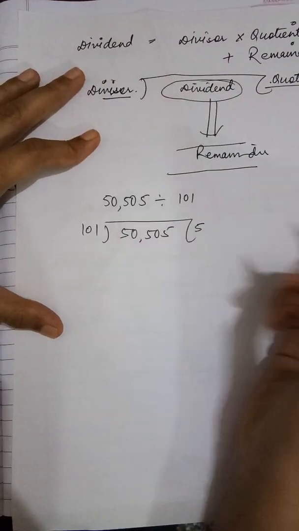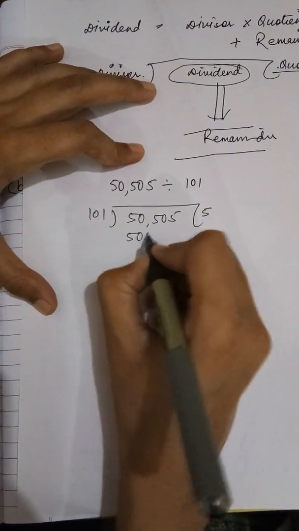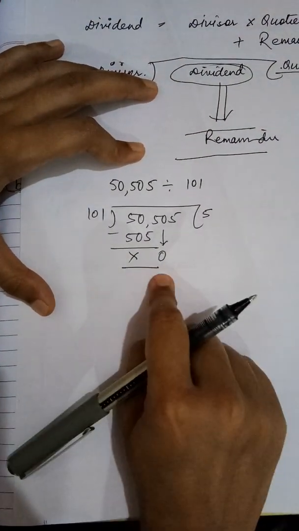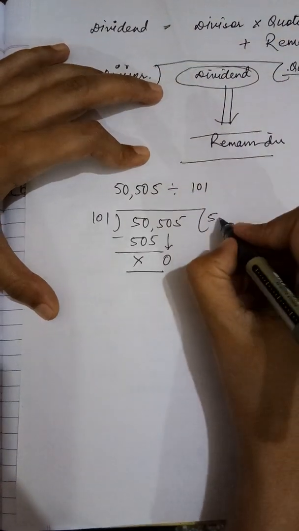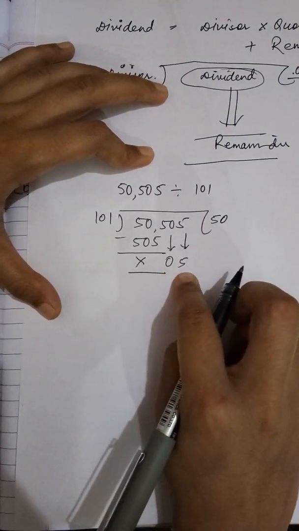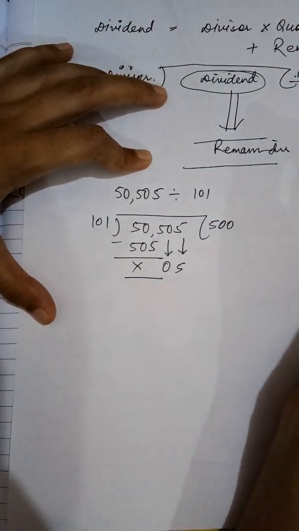Firstly, this will go on the table of 101 on 5. So it will be 505 and it will be cancelled. Then we are going to bring down 0, and since this 0 is less than 101, I am going to place here 0. Then again 5, again this 05 is there but this 5 is less than 105, so that means I am going to place here 0.